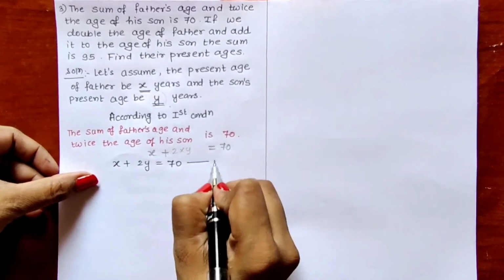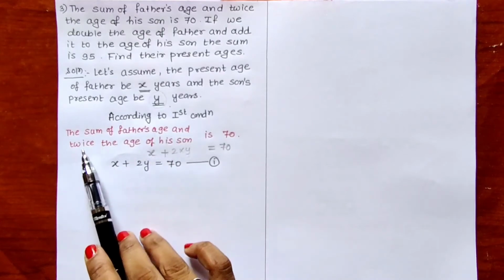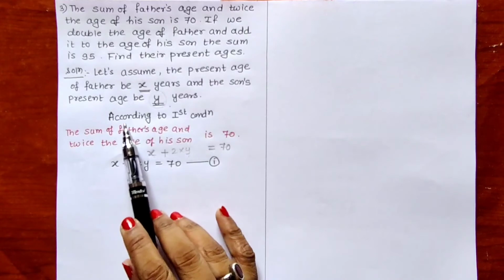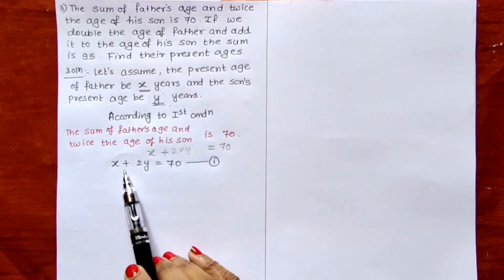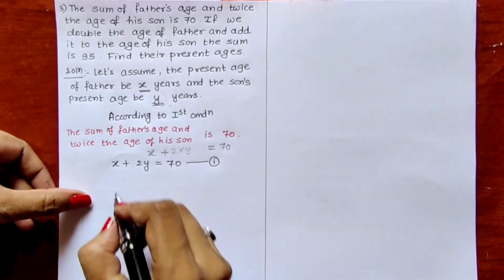This will be our equation number 1. So children, you all don't require to write this written with red pen, this is written with pencil. Directly after, according to first condition, you can write x plus 2y is equal to 70, first equation. Now let us write according to second condition.